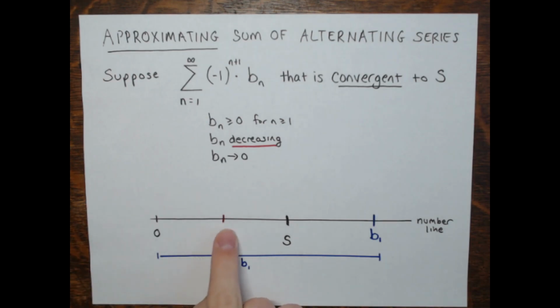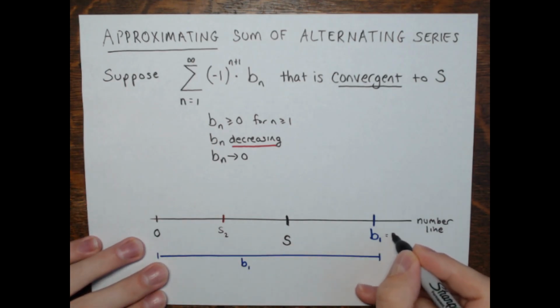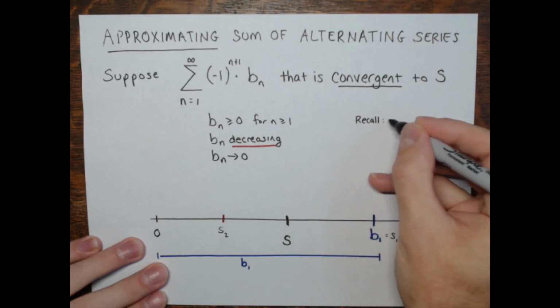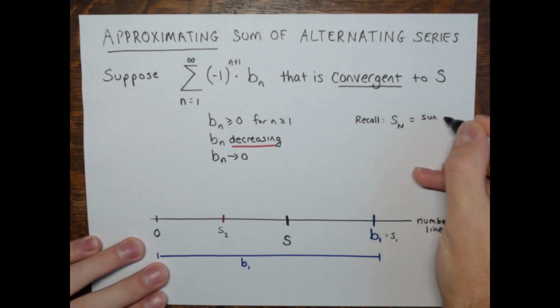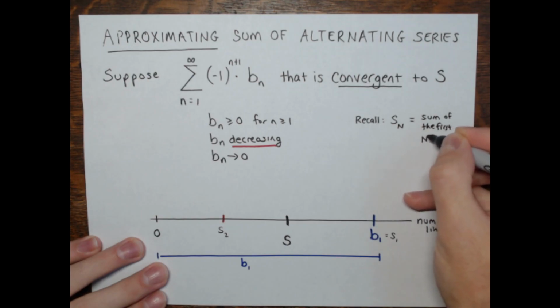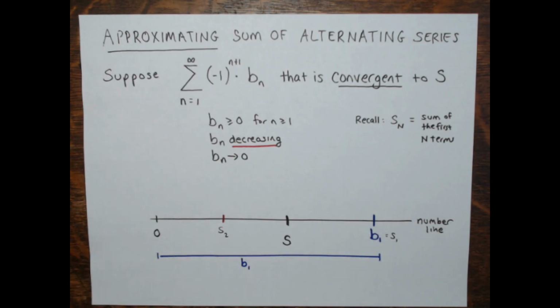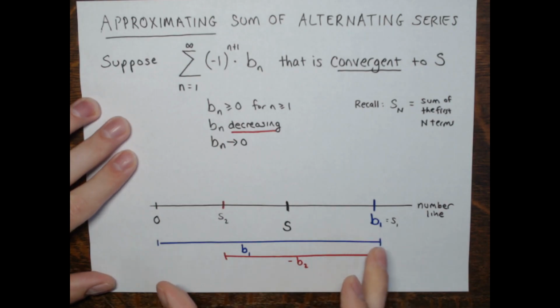Now, instead of writing B1 minus B2, I'm going to call that S sub 2. Remember that, and this is notation from before, S sub capital N was the nth partial sum, right? The sum of the first capital N terms of the series. So B1 is just S1, and then I subtract B2. So again, B2 needs to be less. So I go from here, I minus B2, and it needs to be smaller than B1.